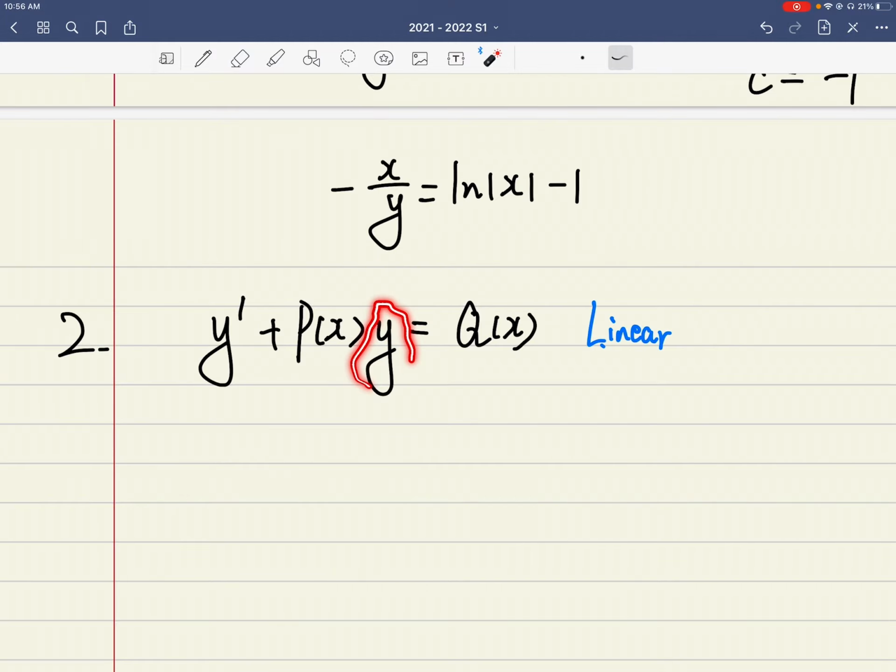It can only be a very clear y times a function of x. So this function of x can be whatever function of x. It's like sine x times e^x times ln x, whatever. So this p(x) can be as complicated as you want, but this y must be just y, okay? And then the right-hand side, also q(x), it can be as complicated as you want, but it must be only a function of x. It cannot contain any y, right? Same thing for p(x), it cannot contain any y inside.